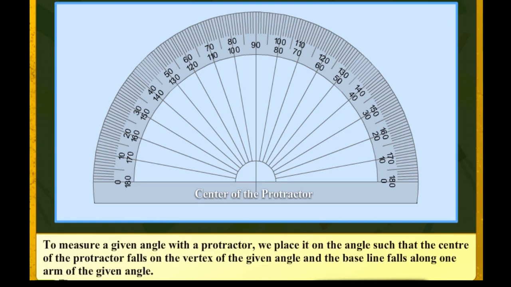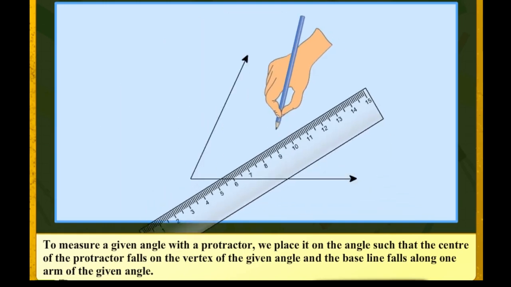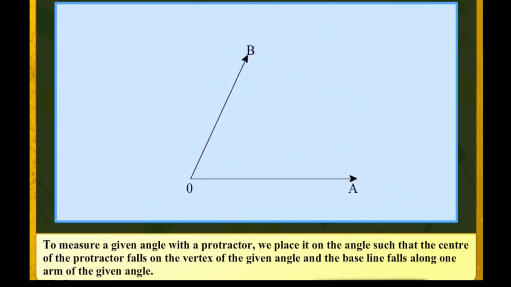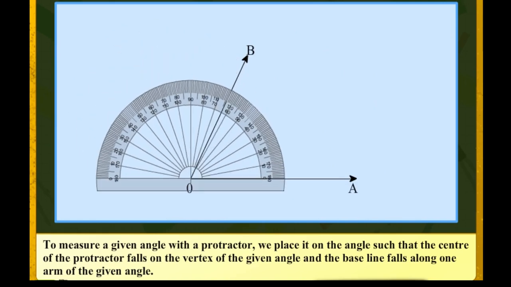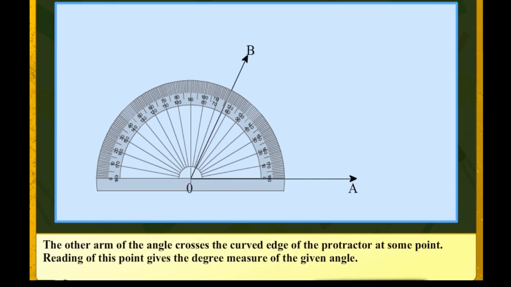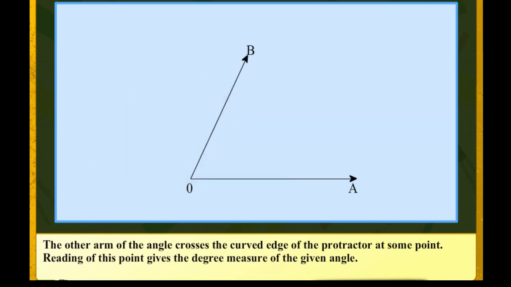To measure a given angle with the protractor, we place it on the angle such that the center of the protractor falls on the vertex of the given angle and the baseline falls along one arm of the given angle. The other arm of the angle crosses the curved edge of the protractor at some point. The reading at this point gives the degree measure of the given angle.